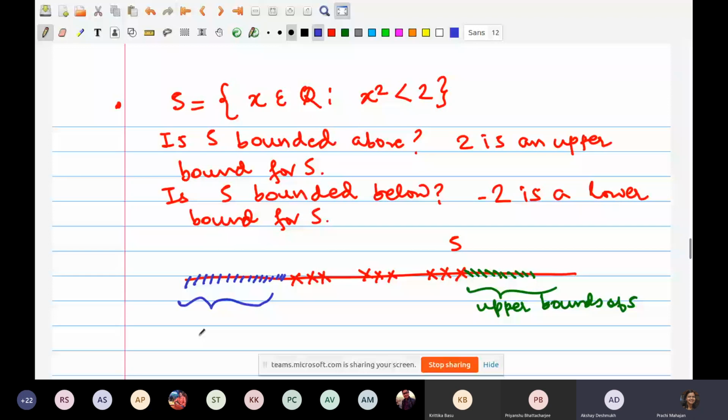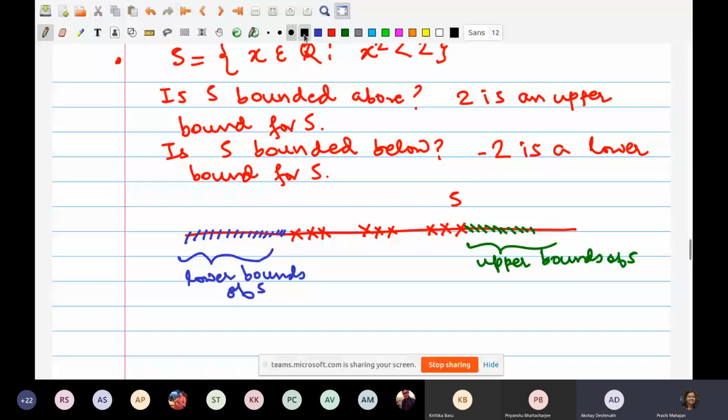Correct? And as we emphasized before, there is no uniqueness statement here. There is no unique upper bound. There are infinitely many upper bounds of S provided one exists. And as before, if S is bounded below, then there are infinitely many lower bounds for S.